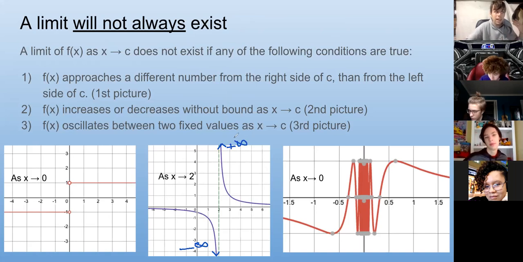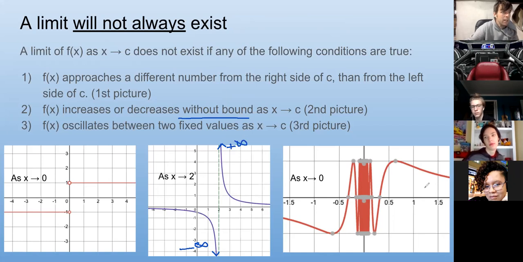But if it's ever approaching an infinite number, or the words they're using, without bound, keeps going up and up and up forever, down and down and down forever, then we say the limit does not exist. So anytime we have vertical asymptotes, that's going to happen. Vertical asymptotes, our graph kind of runs into them and goes straight up or straight down.